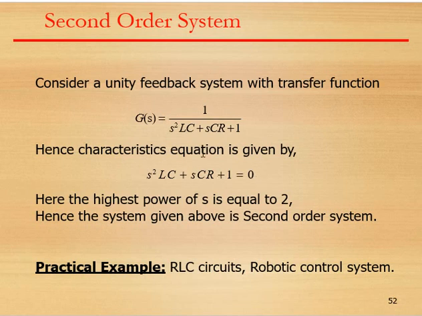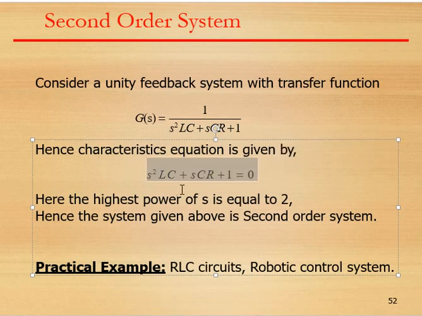Okay, so again I am repeating that if you equate the denominator of any control system to 0, that equation is called the characteristics equation. So what is the use of this characteristics equation? That we have to see in the next chapters. Just keep in mind that this is a characteristics equation: s square LC plus sCR plus 1 is equal to 0. This is the characteristics equation of this second order system. So the power of s is 2. So this is a second order system, and the practical examples are RLC circuits and robotic control systems. Okay, so these are the practical examples of a second order system.